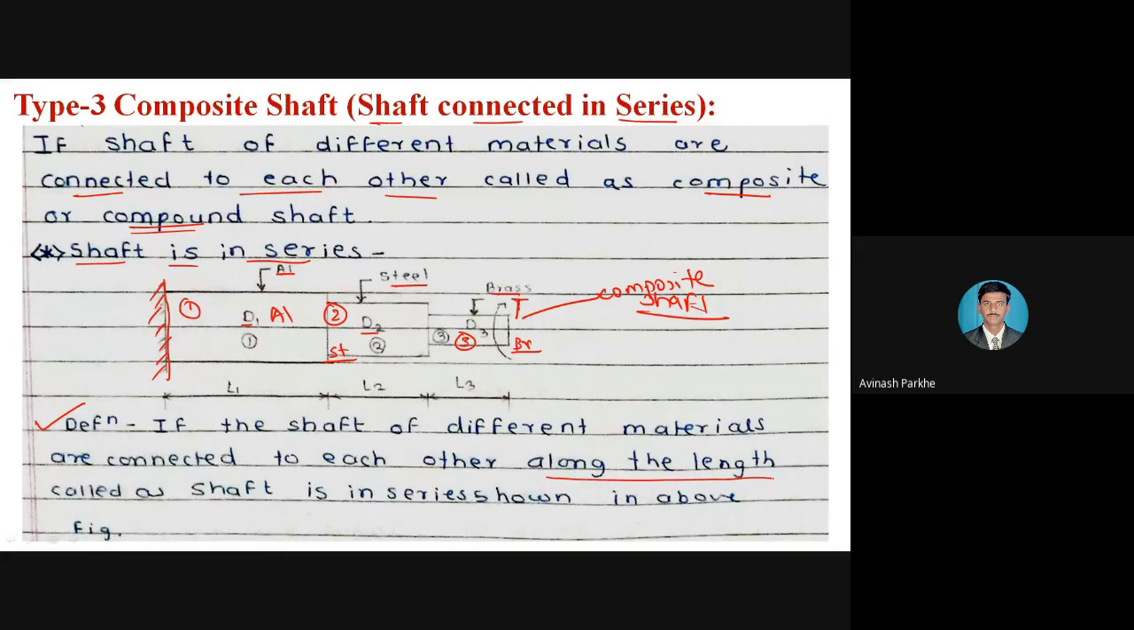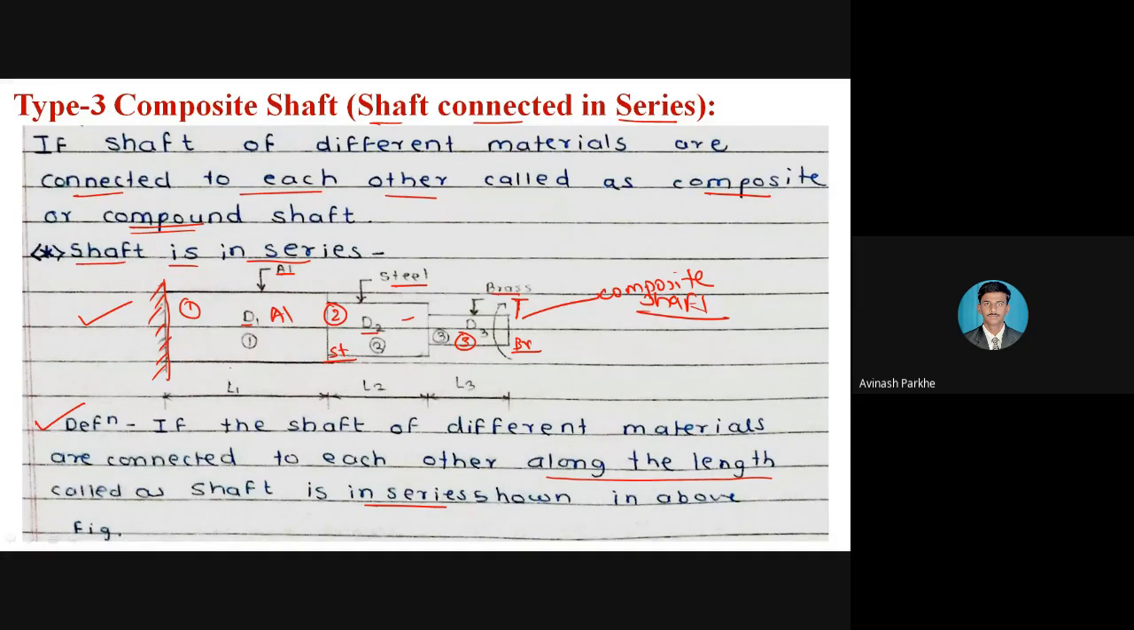The shafts of different materials connected to each other along the length are called shafts connected in series, and it is indicated by this particular figure. You can see shaft number 1, aluminum. To this shaft number 1, the second shaft, a steel shaft, is connected. To that steel shaft, the third shaft, brass, is connected. So shaft number 1, shaft number 2, and shaft number 3.